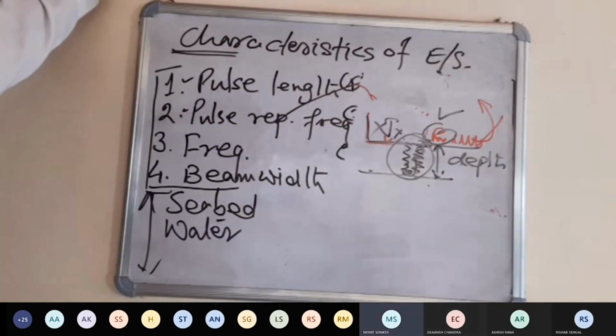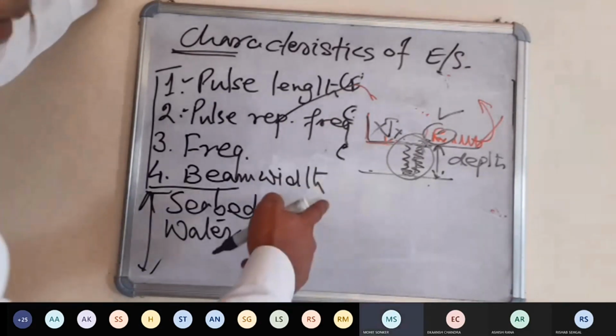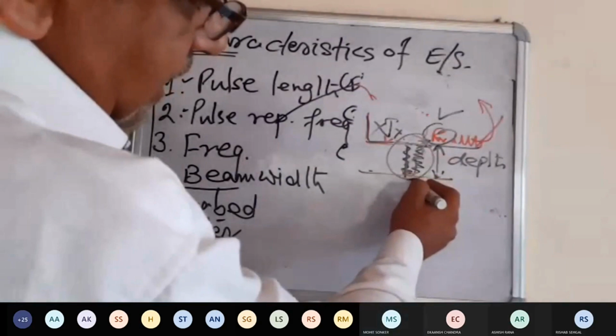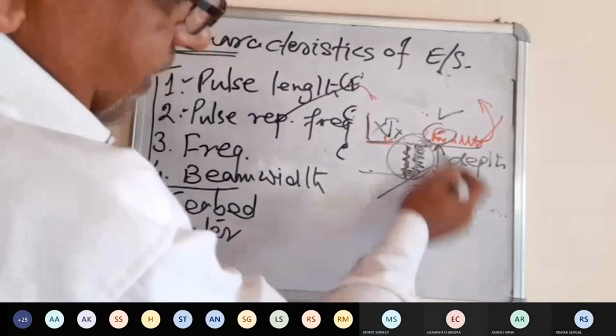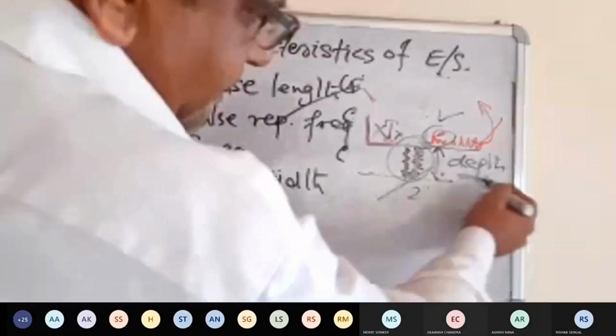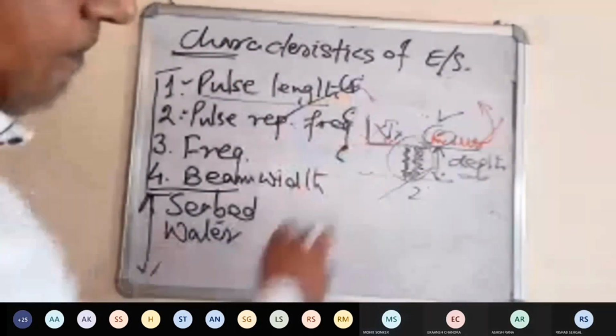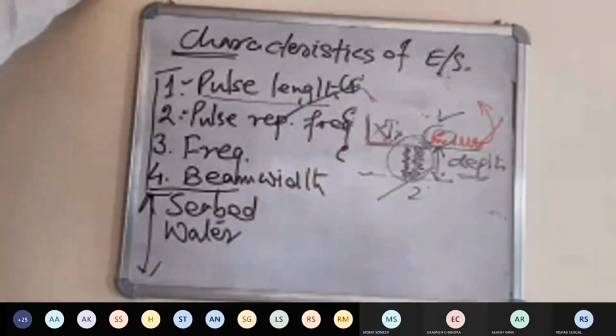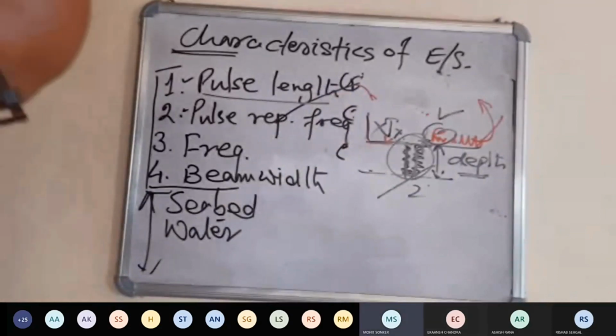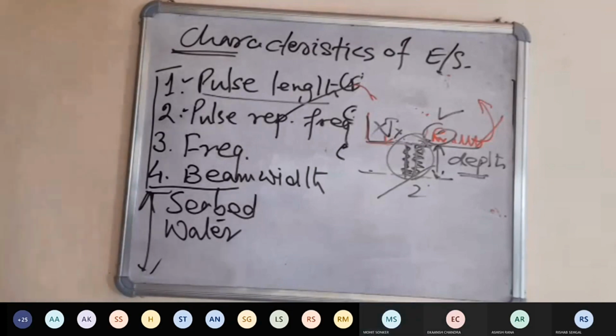Is it equal to half of the pulse length? Yes, half of the pulse length. The pulse length covers going and coming, so divided by 2, that is the depth reading. The minimum depth that can be measured will be half of the pulse length. Exactly.